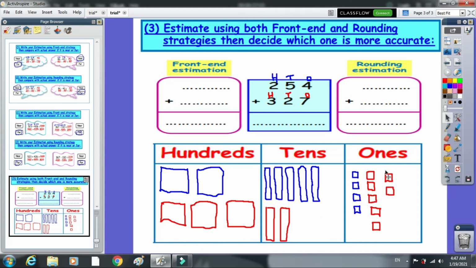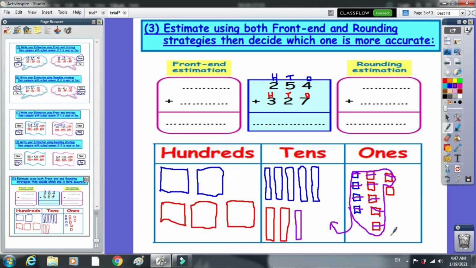And to get the answer, here I will find that we have more than 9 ones, so we will regroup. So here I will regroup 10 ones to make 1 ten. So 1, 2, 3, 4, 5, 6, 7, 8, 9 and 10, and I will regroup them together to make 1 new ten. So they will be moved to make me 1 bar here in the tens. And now I will add them together.